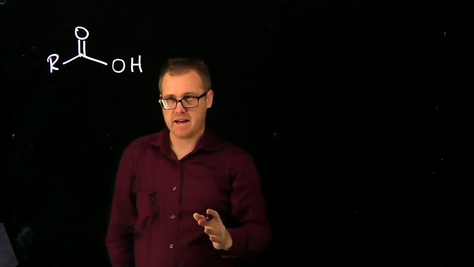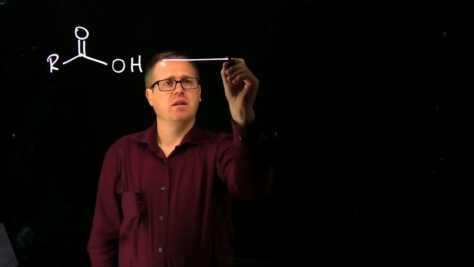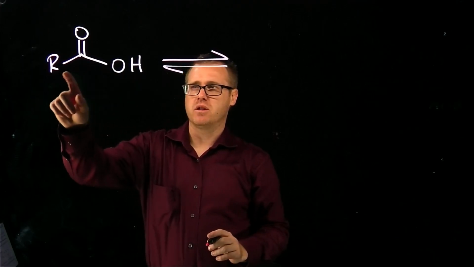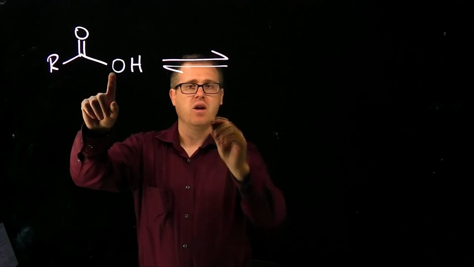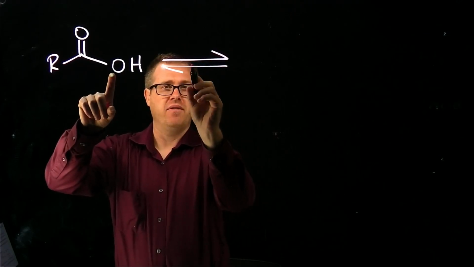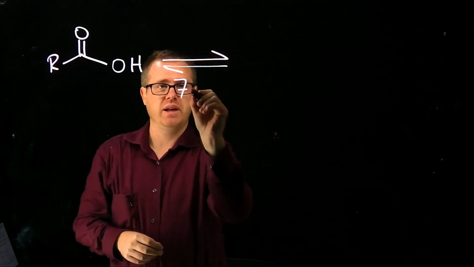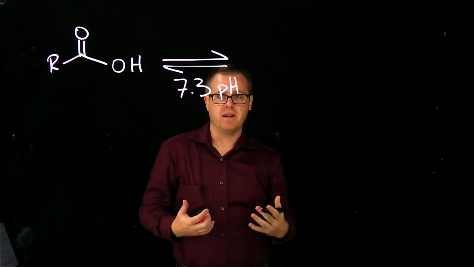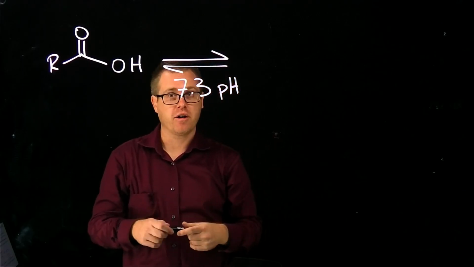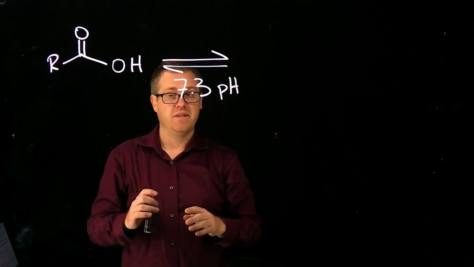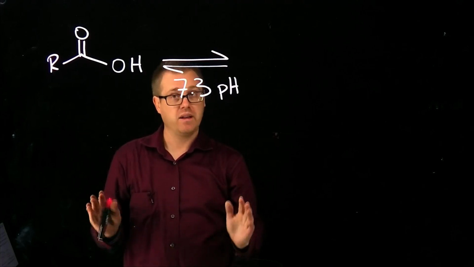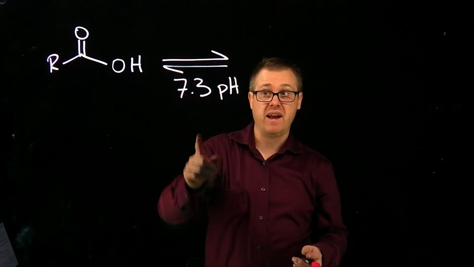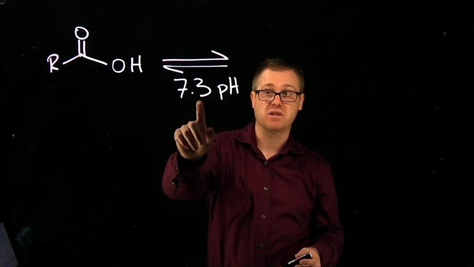So we have a carboxylic acid. And I want to understand what this carboxylic acid is going to look like when you have it in, let's say, a physiological pH. So a physiological pH is 7.3. That's the pH that is inside our bodies. And our body works very, very hard to keep us at pH 7.3. If it goes up or below, then you get really, really sick. And it doesn't take a lot to start feeling negative effects if your physiological pH changes.